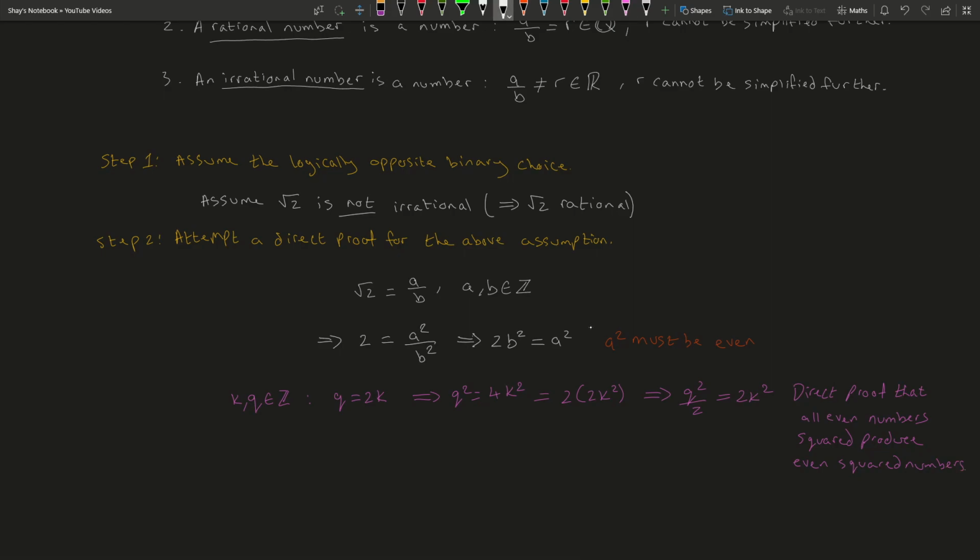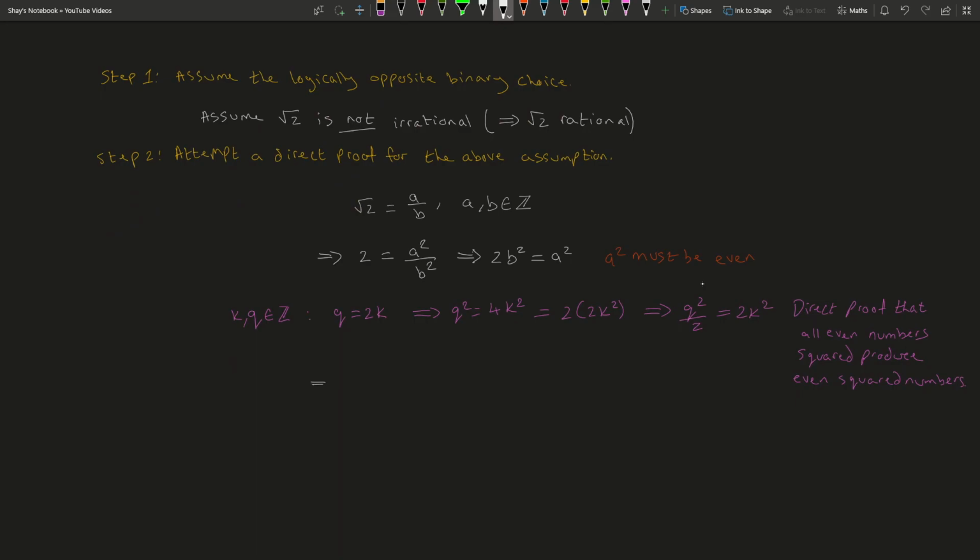Okay, so back to the proof. Little side tangent there, sorry. But it's useful because now we can say that, if k, I'll use a different letter because that's from a different thing. Let's use, I don't know, f is an integer such that a equals 2f. I'm just saying that a is even. We can say this because we have that a squared is even, and we've just proven that any even number squared is an even squared number.